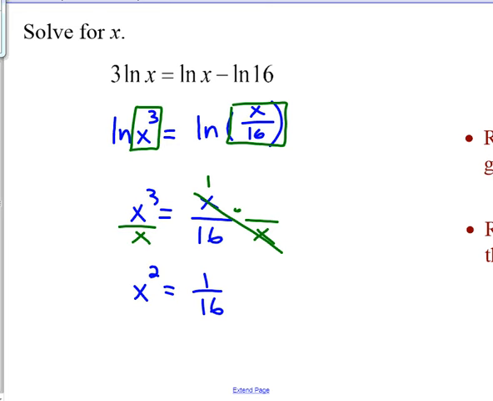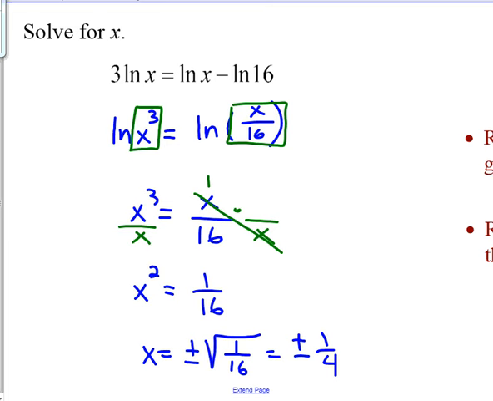So I need to undo squaring. And I undo squaring by square rooting. So I'm going to get x is, and remember when we square root, we really should be doing plus or minus the square root of 1/16. And hopefully you recognize that I can square root the 1 and I can square root the 16 and I get plus or minus 1/4.